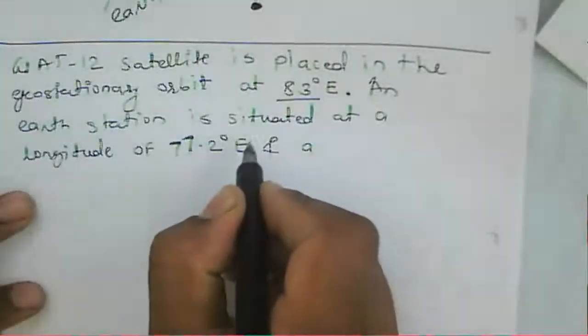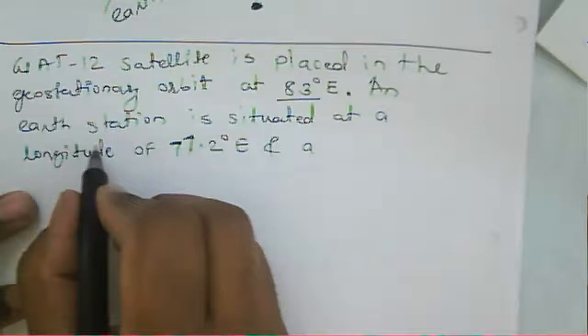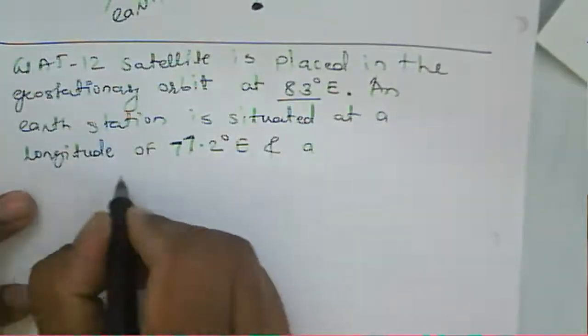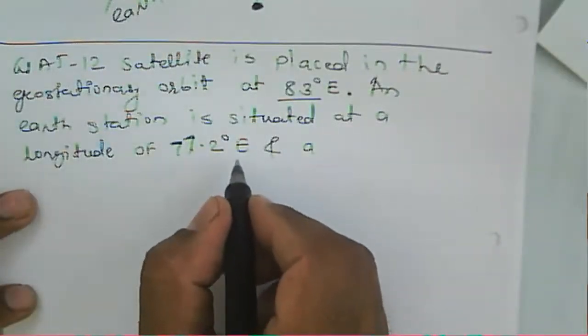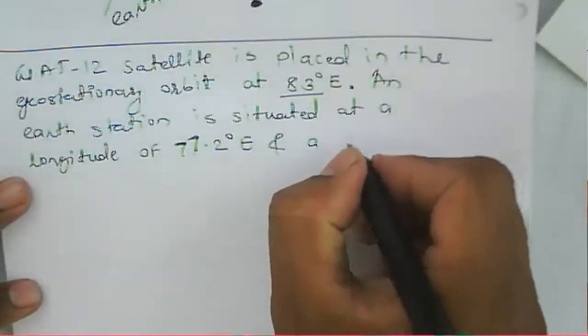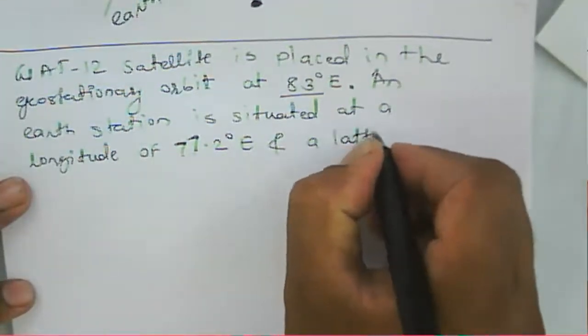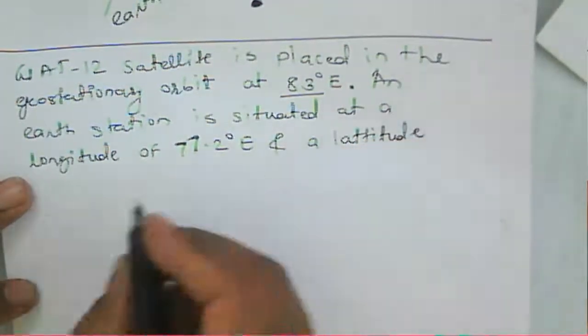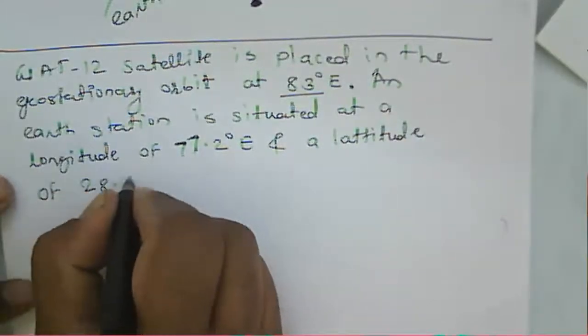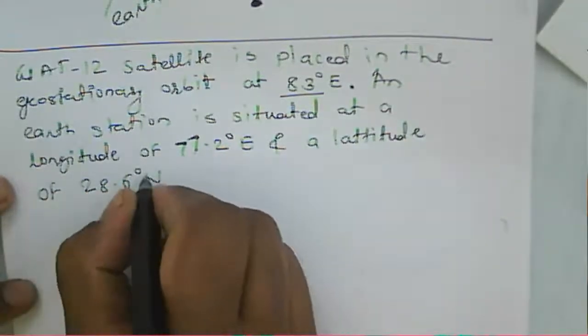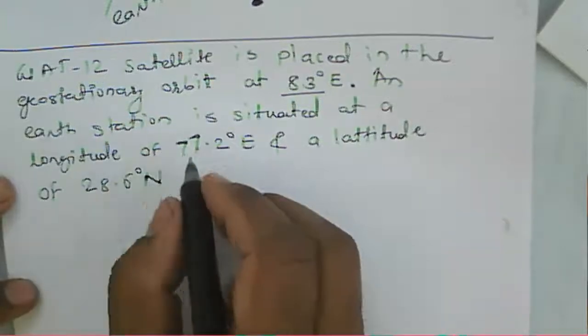And the Earth station is situated at a longitude of 77.2 degree east and a latitude of 28.6 degree north. That is about the location of the Earth station.